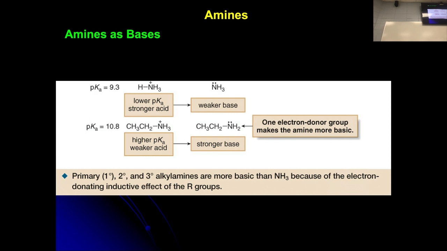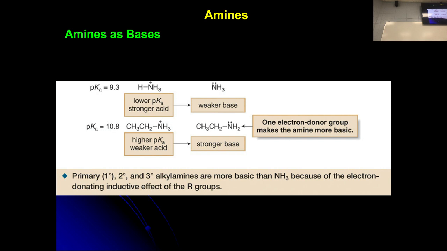Not all of the amines have the same pKa. They're not all the same acidity or basicity, if you want to think about it that way. So if you look at ammonia, it has a pKa of 9.3. If you look at ethylamine, it has a pKa of 10.8. Okay? So what can you tell me as we add alkyl groups? What happens to the amine?